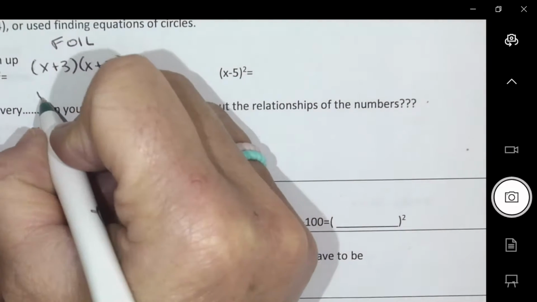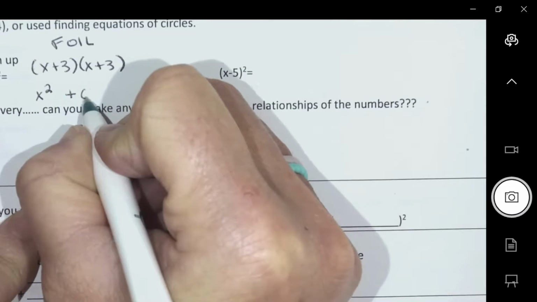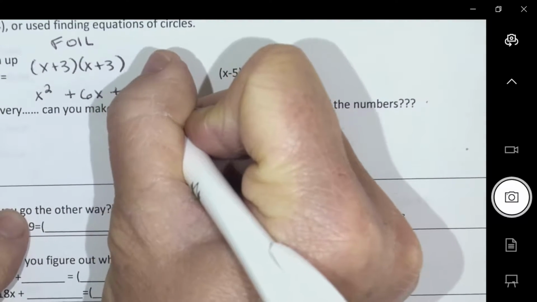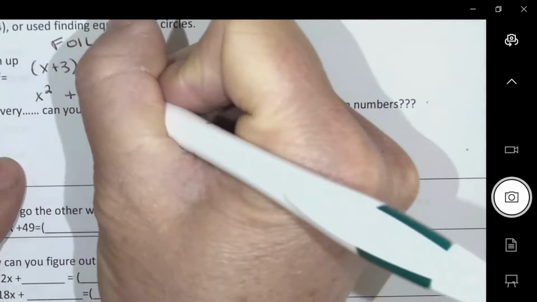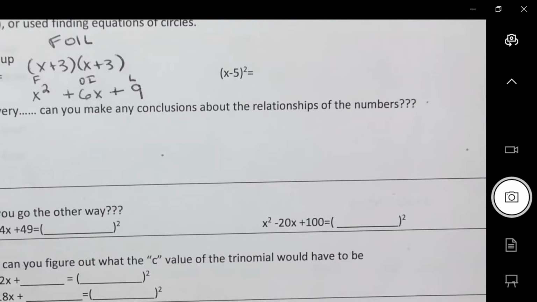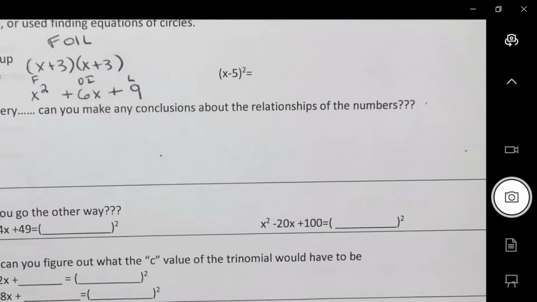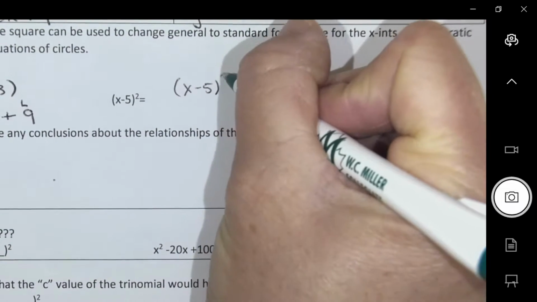Okay, did you get x squared? When you put some stuff together, did you end up with 6x? And the last was a plus 9? Okay? Everyone sees where I got the 6x from. If you did it, the outside was 3, the x, and the inside was 3x. Okay, can you square that?